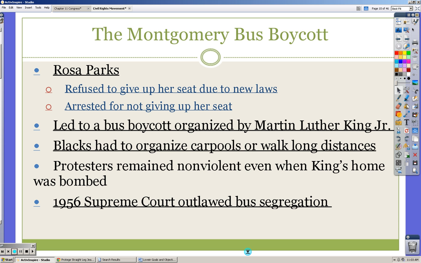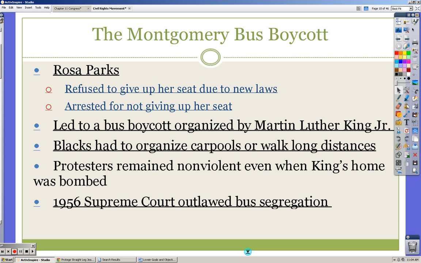The final thing we'll talk about today is the Montgomery bus boycott, and this is the boycott involving Rosa Parks. Rosa Parks was the perfect person to be the leader of this movement. She was an older woman, but she was a strong woman, and she refused to give up her seat due to new laws that said she didn't have to. But she ended up being arrested for not giving up her seat, and this led to a bus boycott that Martin Luther King Jr. organized, and this is where he gets his fame. He was a local pastor, and he helped to organize this boycott.